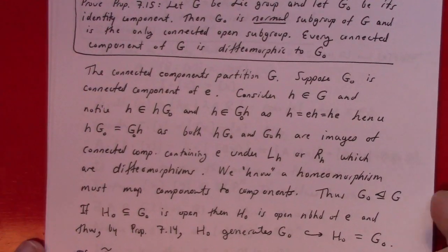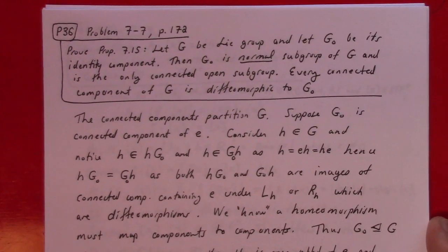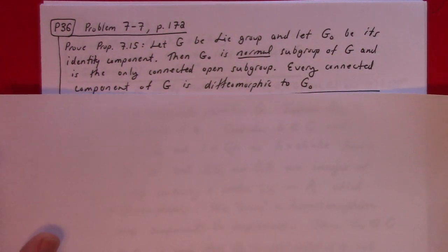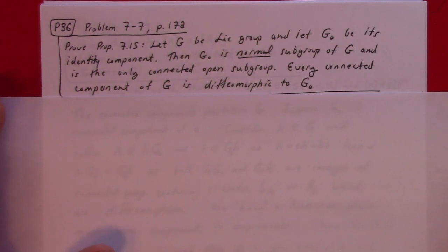Now, shout out to my brother. I was starting to do something foolish with conjugation here, and there is a conjugation-based argument. So to prove a subgroup is normal, one way you can do is you can prove the left and the right cosets are equal.